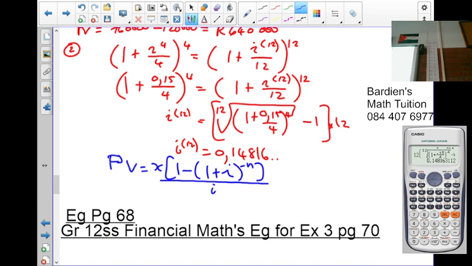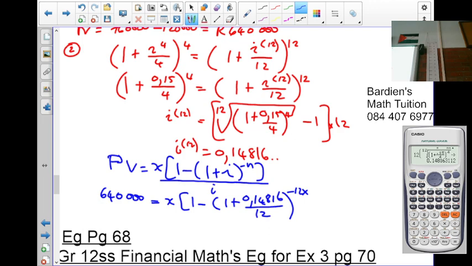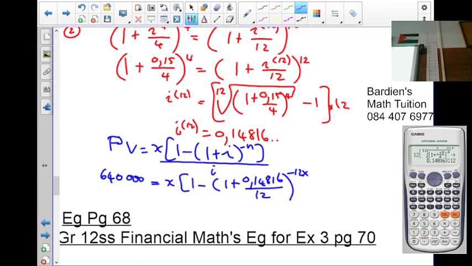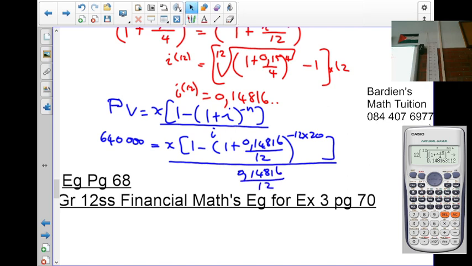Okay. So let's see here. Your present value is 640,000 Rand that she needs from the bank. We're calculating an x value: 1 minus 1 plus the interest rate, which is now 0,14816, over 12, since it's compounded monthly, to the exponent negative 12 times 20 years. And this is all over i, which is 0,14816 over 12.